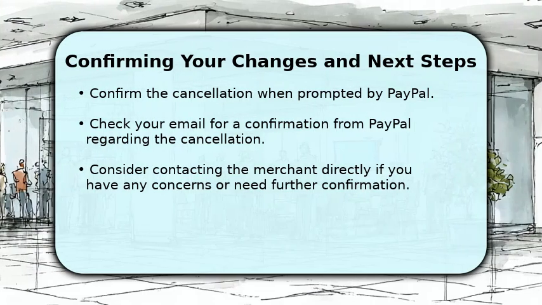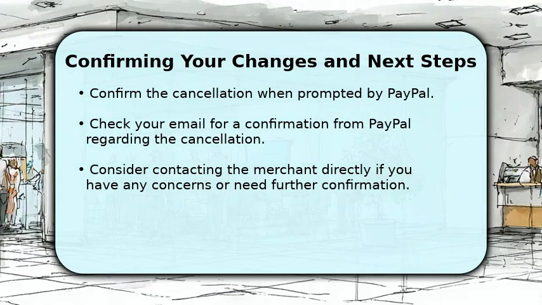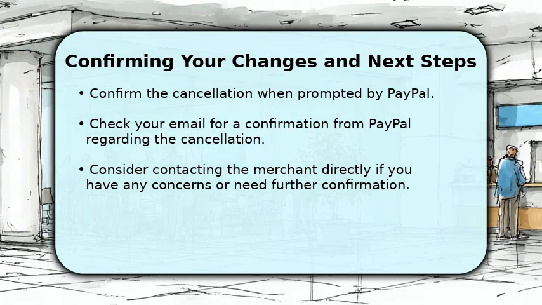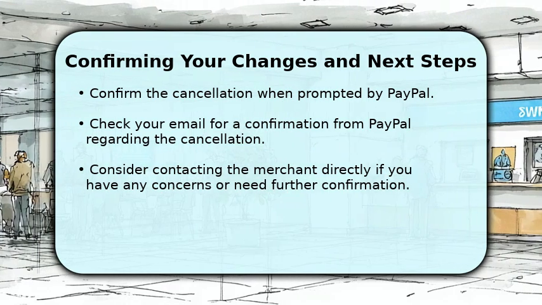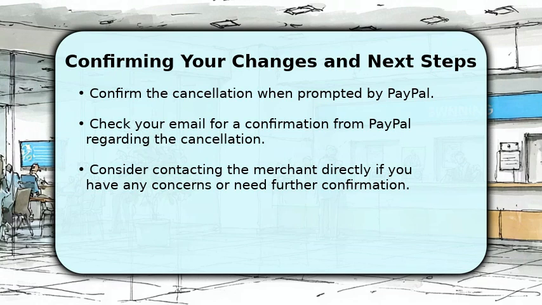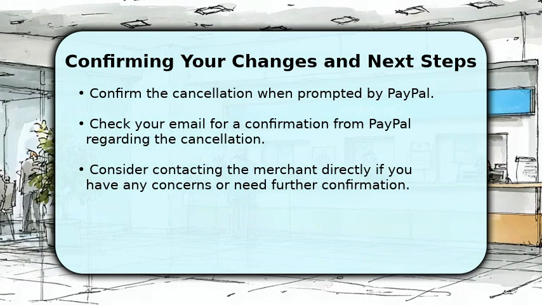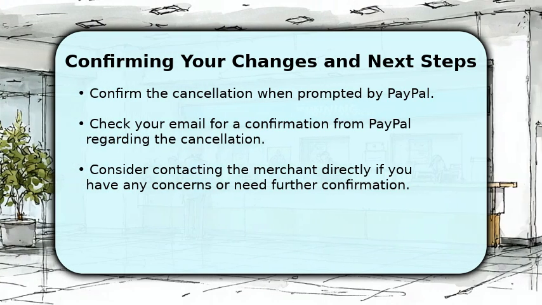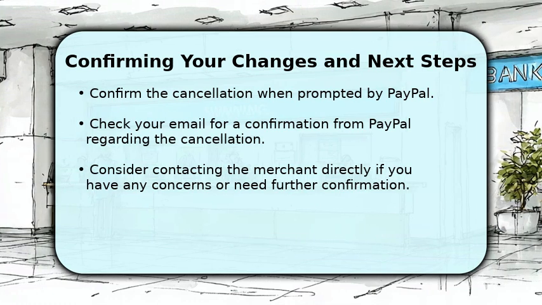After clicking Cancel, PayPal will usually ask you to confirm your decision. Make sure to confirm to finalize the process. You should also receive an email from PayPal confirming that the automatic payment has been successfully canceled. It's always a good idea to keep this email for your records. If you have any doubts, or if the payment was for a service, you might also want to reach out to the merchant directly to ensure everything is in order.